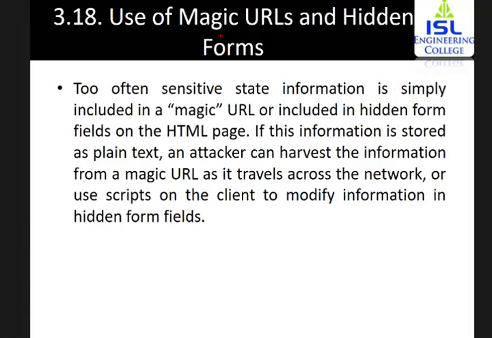Now within these magic URLs and hidden forms, what happens is that many times, whenever you make an HTML web page, if some critical information is saved as plain text, that is, it is not encoded properly, then by making use of magic URLs, the attacker can go through the code of the HTML page and access your data by making use of the magic URL.